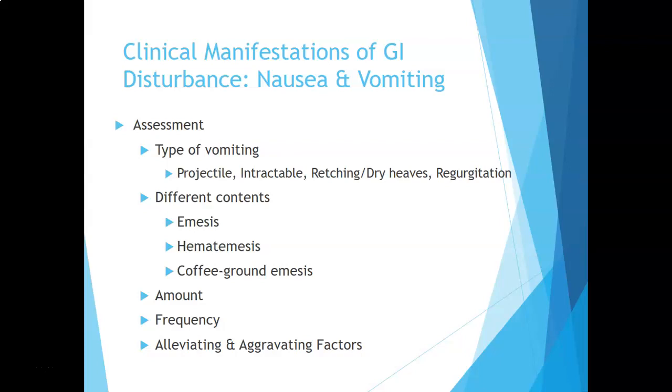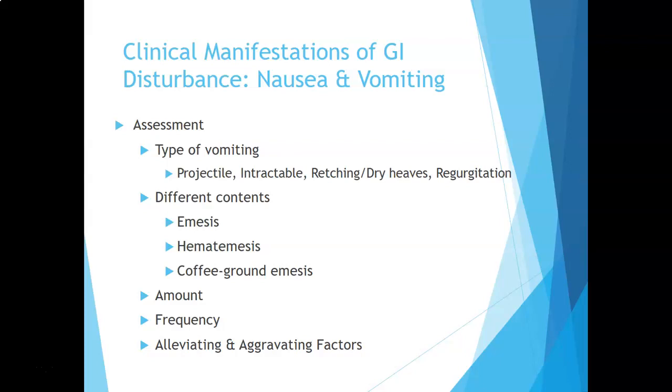We want to be assessing the contents. So emesis generally is going to be green, yellow bile. You might see undigested food or medications in there. I'm going to try and pronounce this word. Hematemesis. Sounds good, right? Basically bloody emesis.